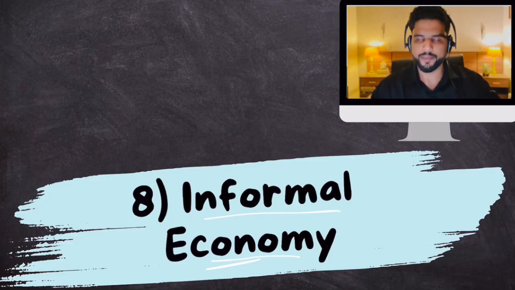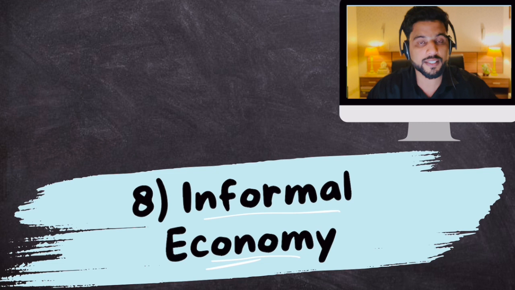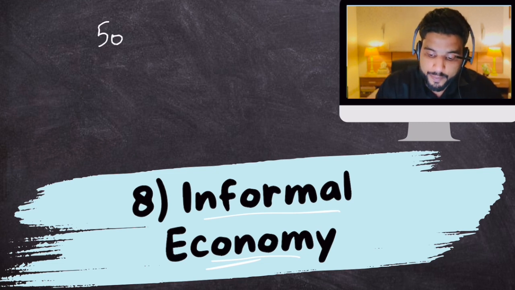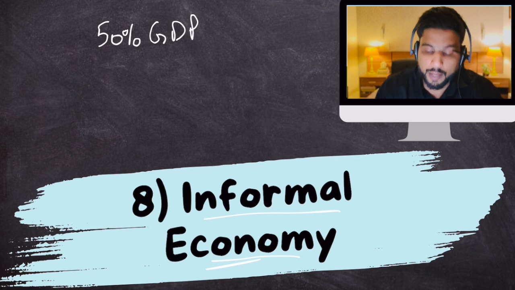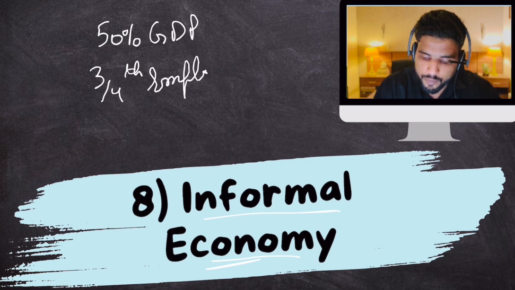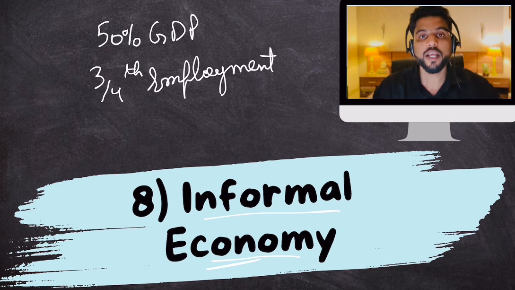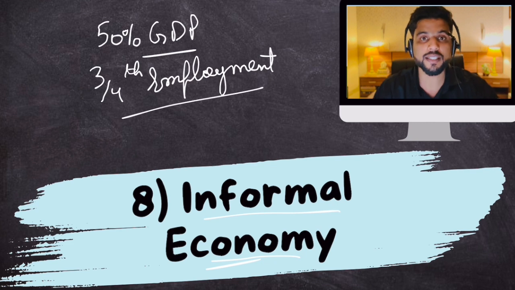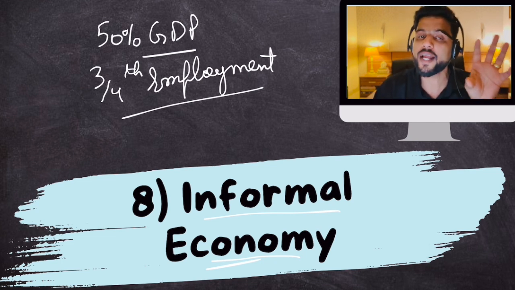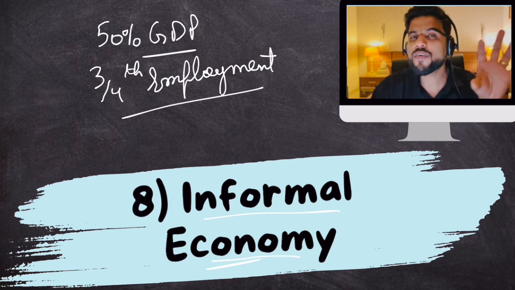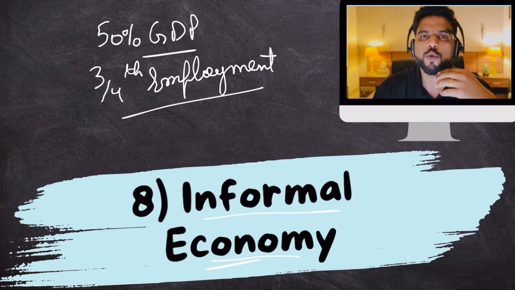Now the thing is, informal economy is very significant. It is said that 50% of our GDP comes from informal economy, and 3/4 of employment comes from informal economy, the unorganized sector. So 50% of your GDP and 75% of your employment comes from informal economy. That means informal economy has a huge share in your total economy. But it is very difficult to gather data about it because most of these production units are unregistered, right?